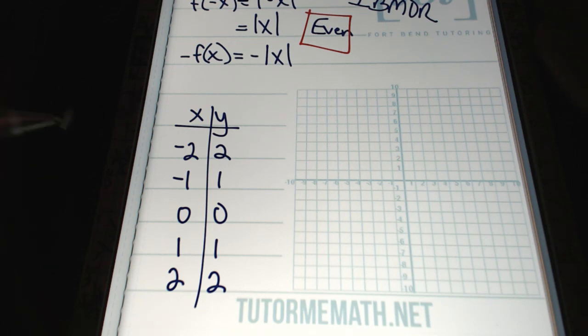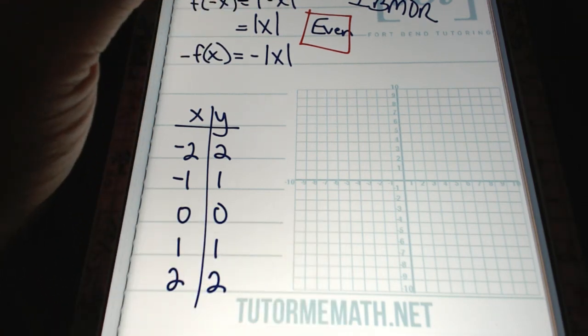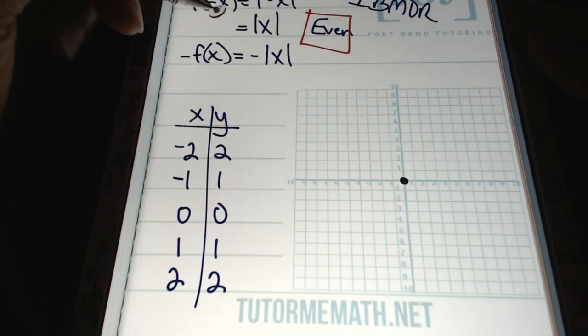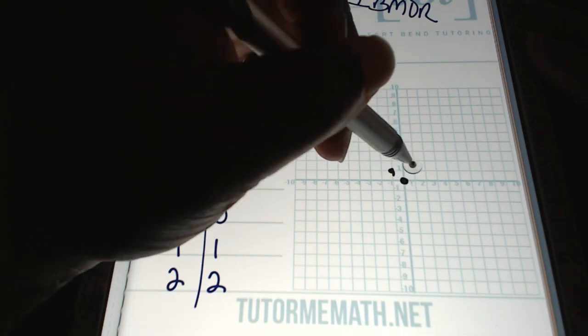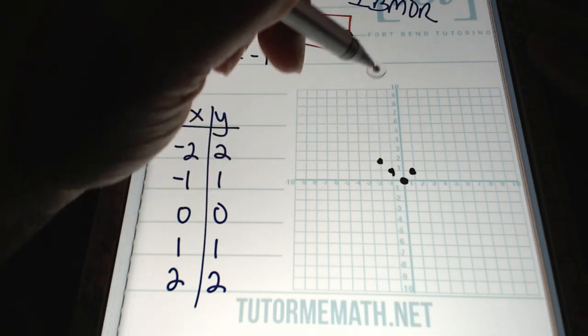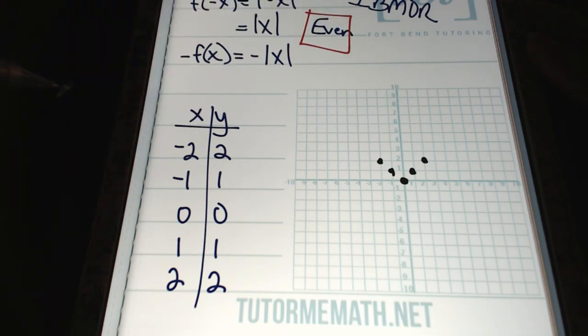And then let's go ahead and look at the graph. Let's go ahead and change my ink to black, because that's where it's at. We have 0, 0. That's the origin. You have -1, 1. The graph is underway. We have -2, 2. I know you know how to plot points, right? You start at the origin. You move to the left and right according to the first value, the x value. You move up and down according to the y value.